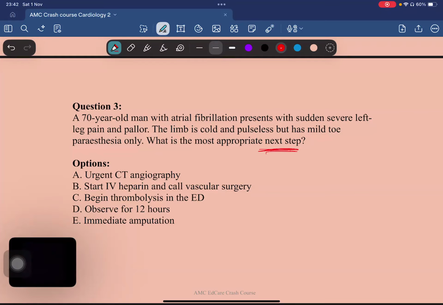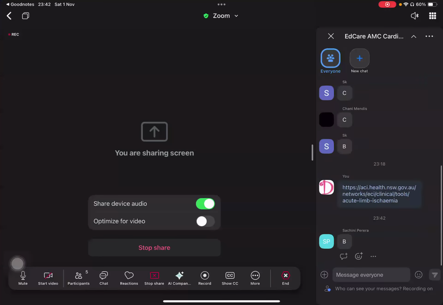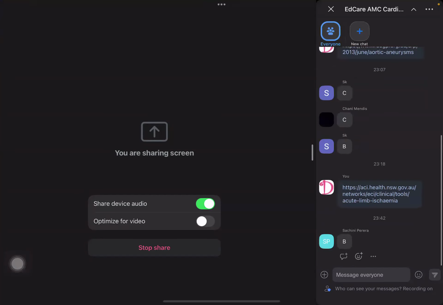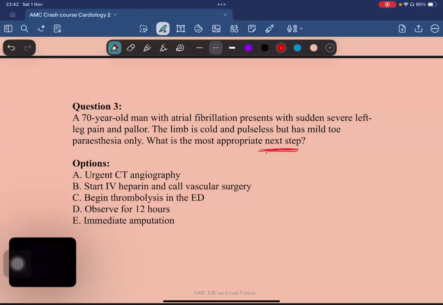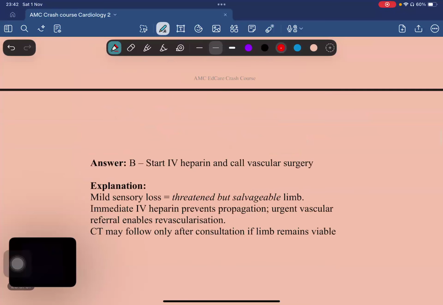I think this answer is pretty straightforward. Yeah, that's right. So we do have an answer. It's B. I would also go for B. Let's see. Yeah, it's B.